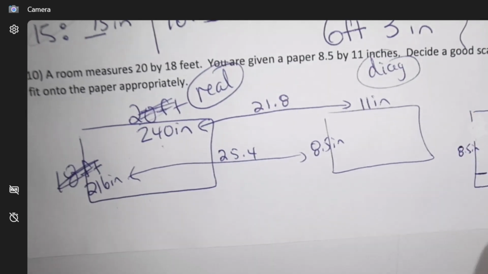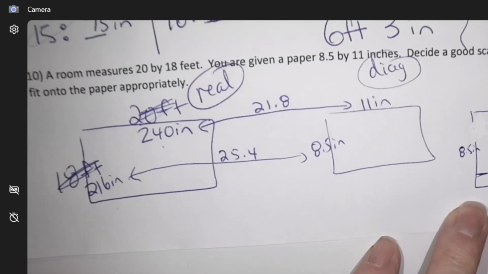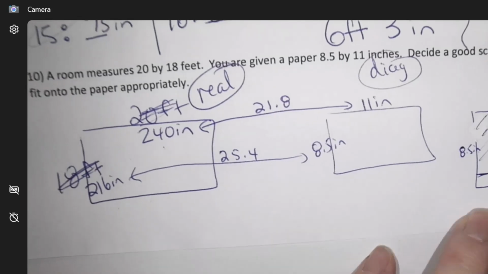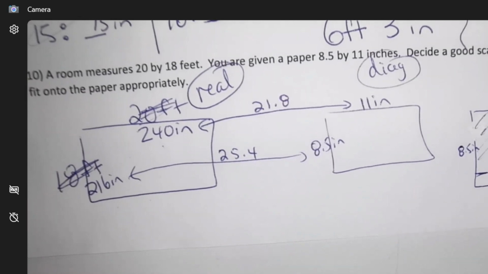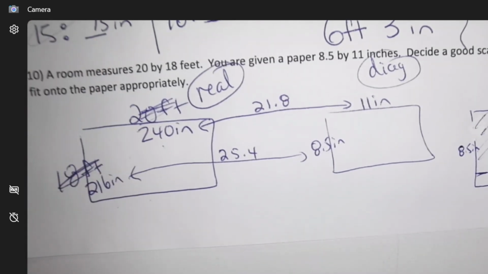And then the other side would end up being 8.31. And look at that. What I want to draw would fit inside my paper. And that's what you would be doing in real life as an architect, as a designer, right? You'd be fitting it onto a paper.